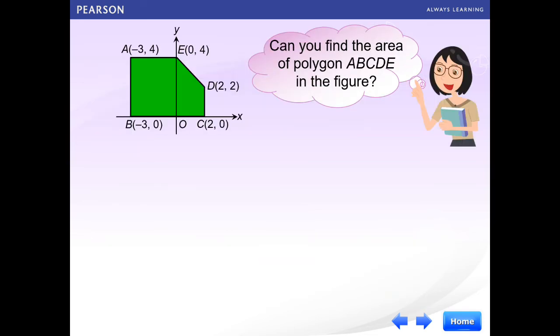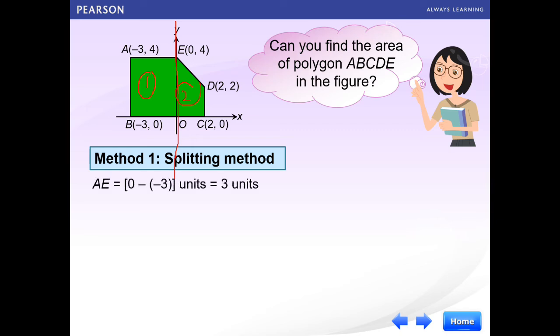So let's try. If you have the information here, how can we find the area of polygon ABCDE? This time you know that we are trying to use the splitting method, so we'll divide the figure into two, rectangle and trapezium. And we will find the area of the two figures one by one. To find the area of the rectangle, you need to find AE and OE, that is the length and width.